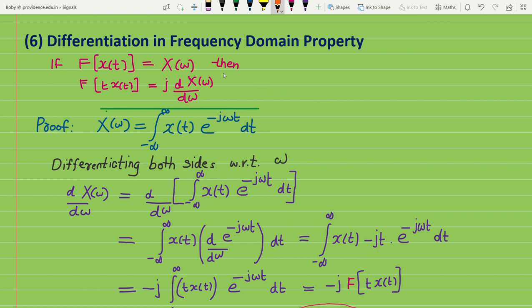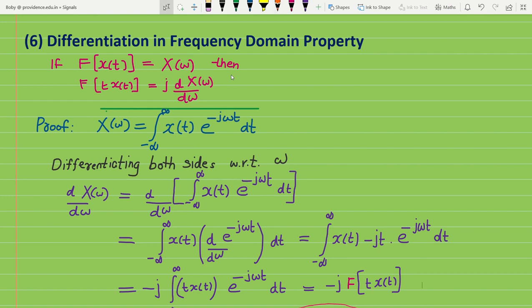Once again, I will repeat, the Fourier transform of x of t is equal to X of omega. Then the Fourier transform of t x of t is equal to j d by d omega of X of omega. This is known as the differentiation in frequency domain. That is because we can see here on the right hand side d by d omega of X of omega. Let us see the proof of this property.